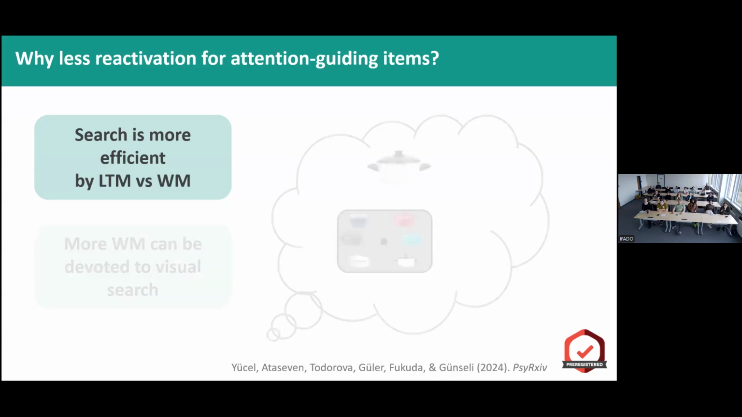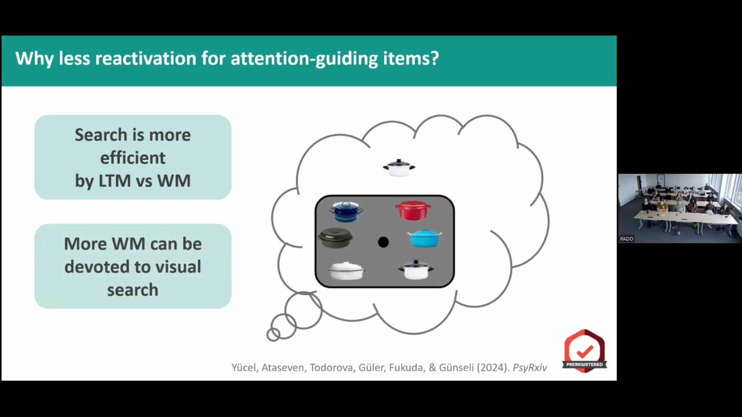The second and related explanation is that if I push my working memory representation to long-term memory to store the target, to do the search itself, I can have more working memory resources. So there's a trade-off between how much working memory resources I devote to storing the object and how much working memory resources I devote to do the search. If I don't devote as much to store the item because it's in long-term memory, it means I have more working memory resources to do the search.